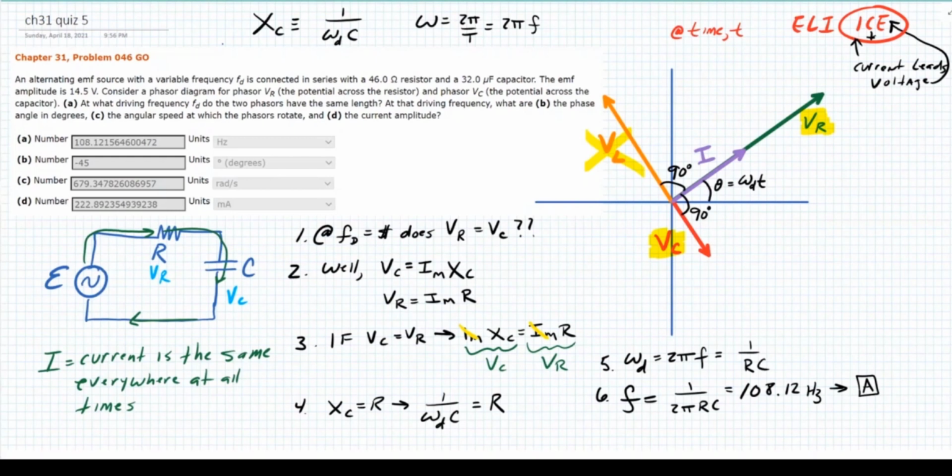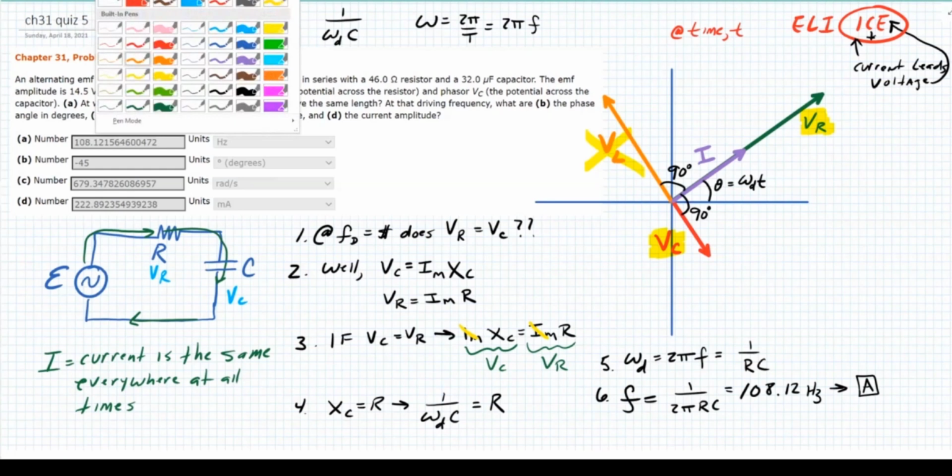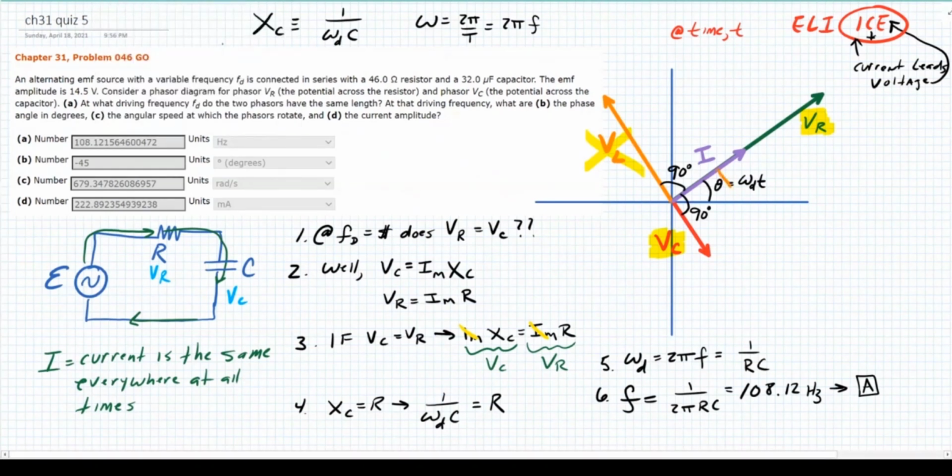At that driving frequency, what's the phase angle in degrees? Okay, so we talk about something known as the phase angle. This is a brand new term. Let me show visually what the phase angle is. Here's the phase angle in this case, which is kind of a simplified case. Ready, set, go. This is Greek letter phi equals phase angle. So this is a new introduction. Greek letter phi is the phase angle.